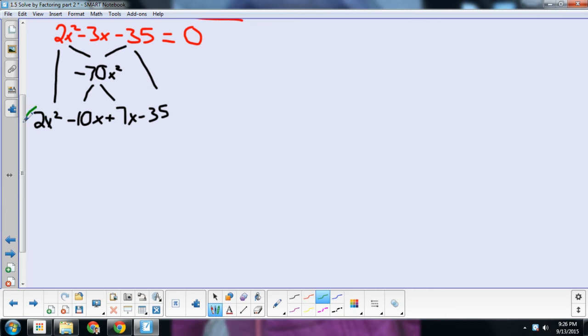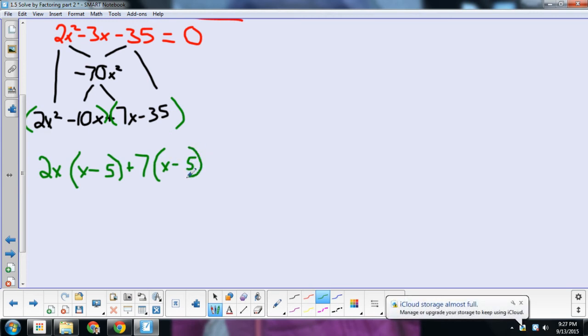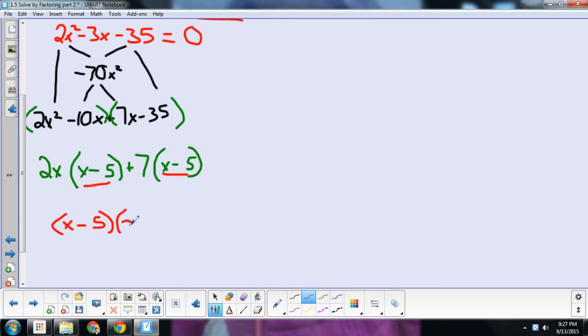The next step in the British method is to group. So GCF of the first pair, 2x, leaves me with x minus 5. GCF of the second pair, how about a 7? Also leaves me with x minus 5. Tremendous. That's what I wanted. Because now I have a common binomial factor of x minus 5, which I can factor out. And that leaves me with the leftover factors, 2x plus 7.